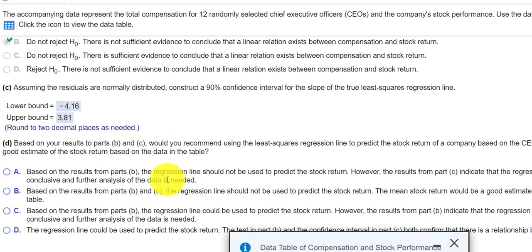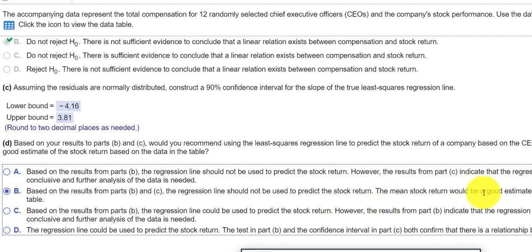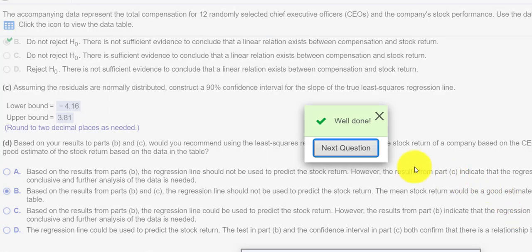So let's read our options. I'm going to say, based on the results, the regression line should not be used to predict stock return. The mean stock return would be a good estimate, right? We can't use the regression line because, remember, we didn't have enough evidence to conclude that a linear relation exists. I press check answer, and I get the well done.